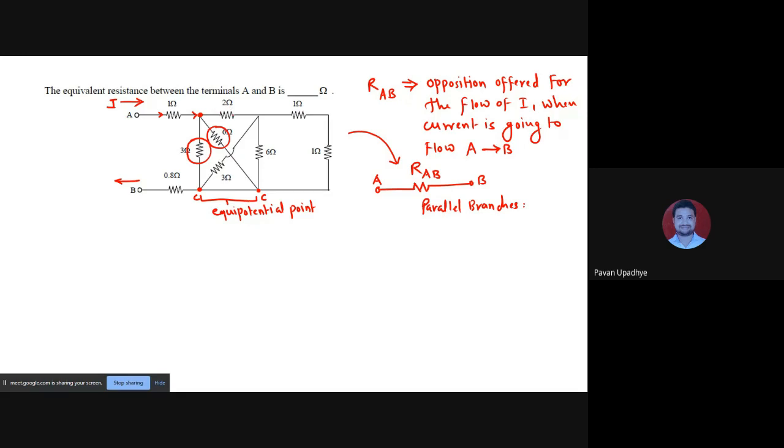Next is 2 ohm. We have to see whether 2 ohm is also parallel to 3 and 6. No, because 2 ohm has its finishing terminal over here, and this is not exactly equal to point C because of the presence of this 6 ohm.